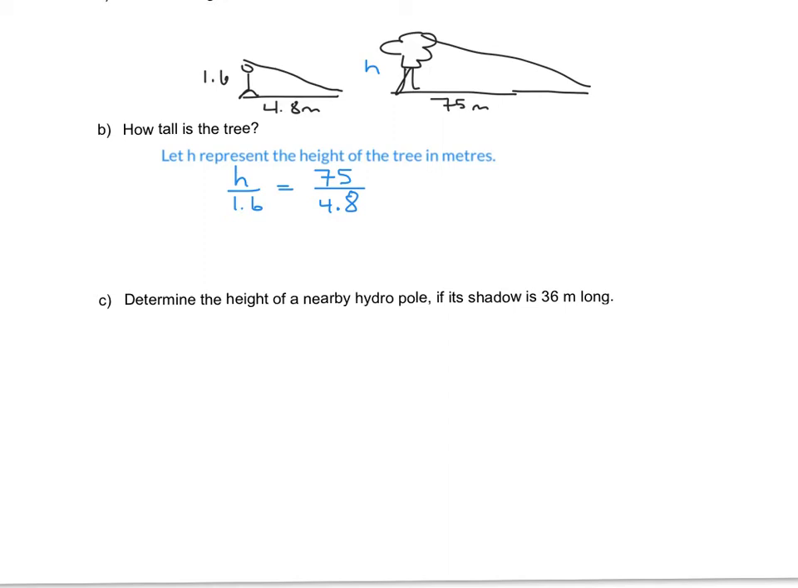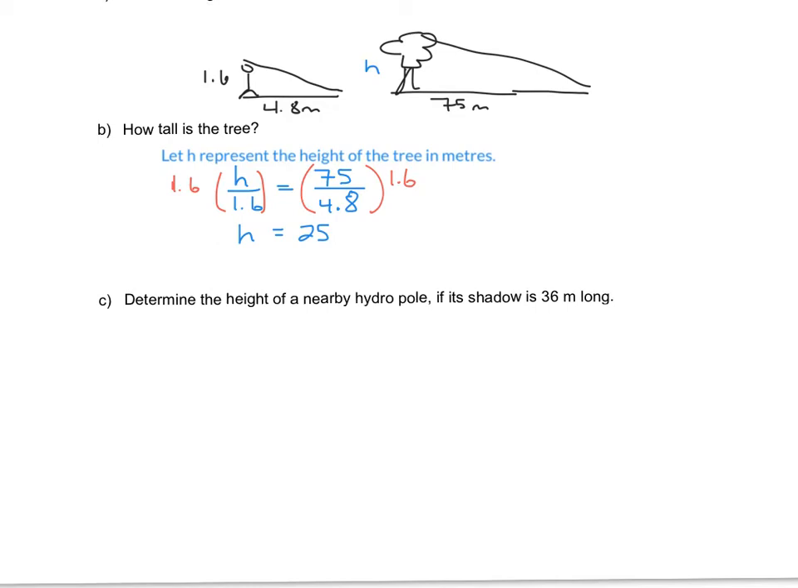Now to solve for h, to get h by itself, it's being divided by 1.6. To undo the divide by 1.6, we're going to multiply both sides by 1.6. And then we can punch that into our calculators and get an answer for the height of that tree. So I'm doing 75 divided by 4.8, multiply by 1.6, and I get 25. So therefore the tree is 25 meters tall.